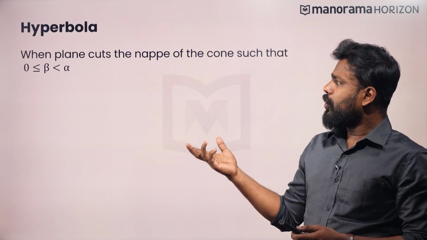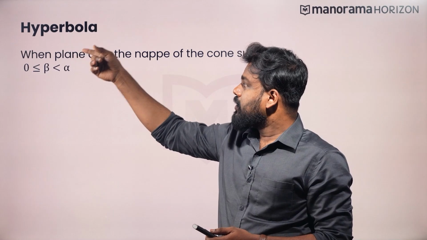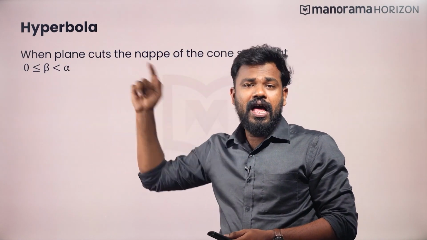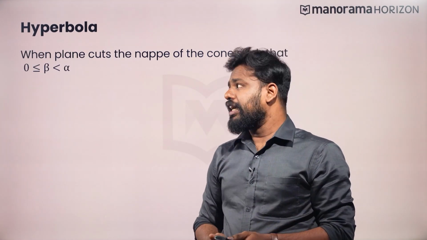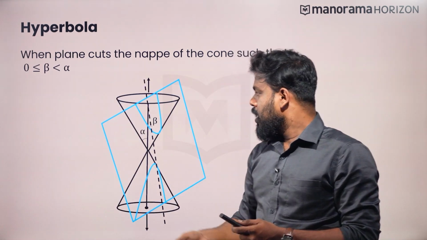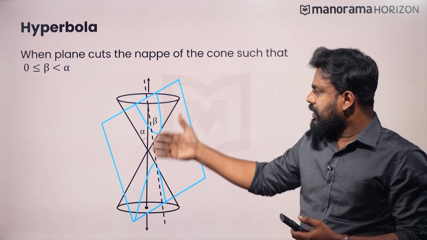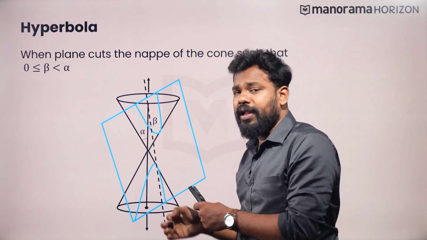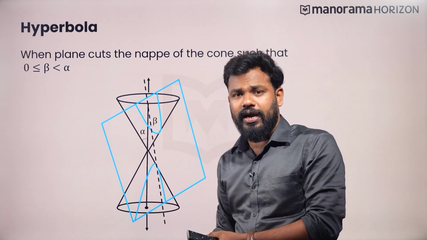Hyperbola. How to get a hyperbola? The condition is this: the plane cuts the nappe of the cone such that 0 is less than or equal to beta, which is less than alpha. If this condition is satisfied, you get a perfect hyperbola. And how to get that hyperbola? You see that the plane is cutting the double napped cone. You can see there is a double napped cone and the cutting is happening in the upper nappe as well as in the lower nappe, right? Yes.